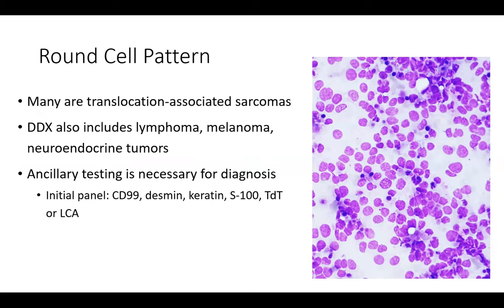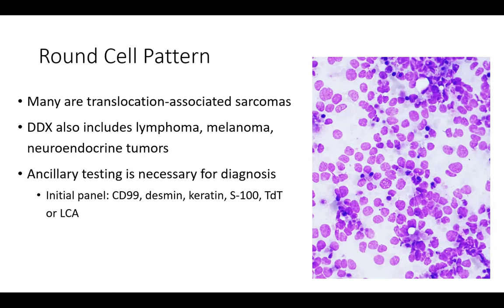Moving on to the round cell pattern, most of these are translocation-associated sarcomas, and most of these represent very aggressive sarcomas. It's important to remember that the differential diagnosis also includes lymphomas, melanomas, and neuroendocrine tumors. And that differential will be somewhat swayed depending on whether this is a child versus an adult. Ancillary testing is necessary for diagnosis in most practice settings.